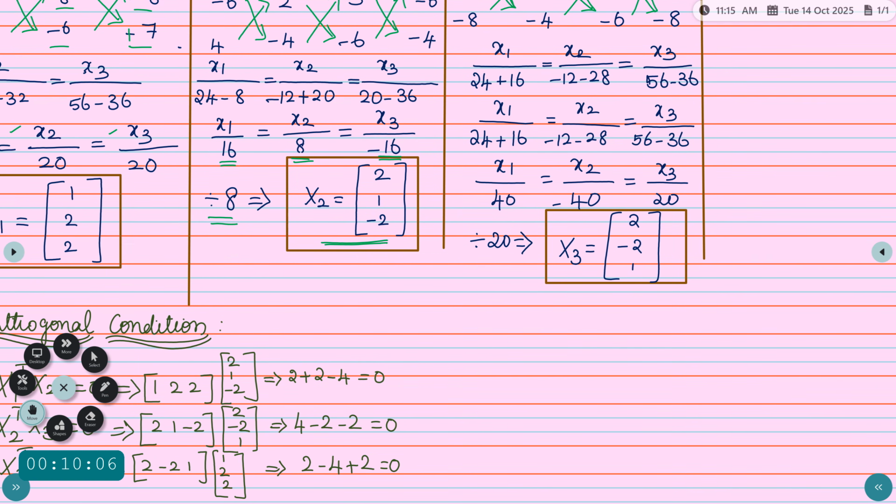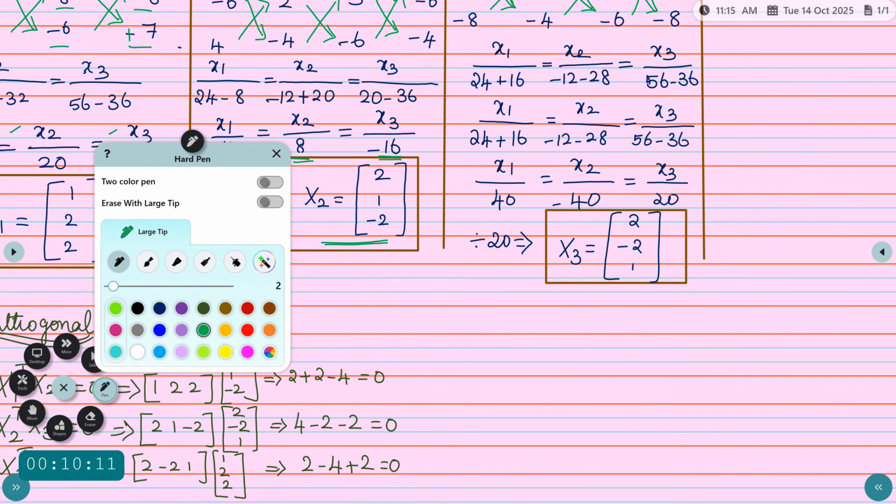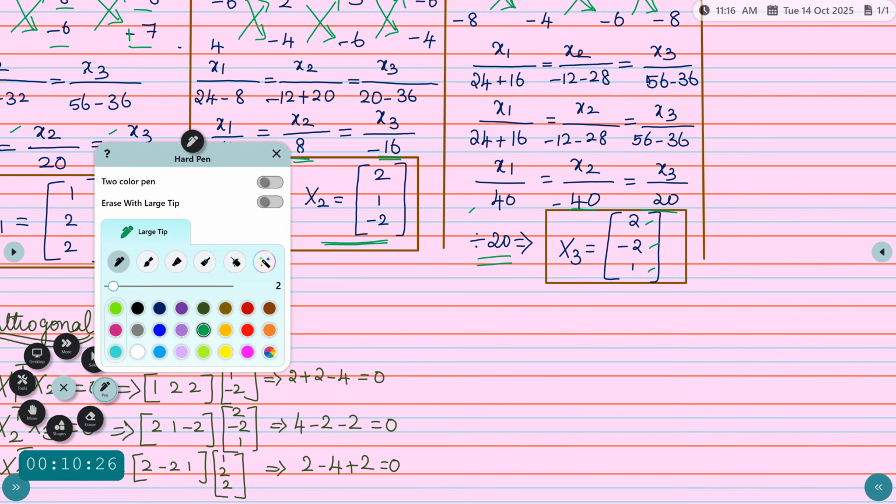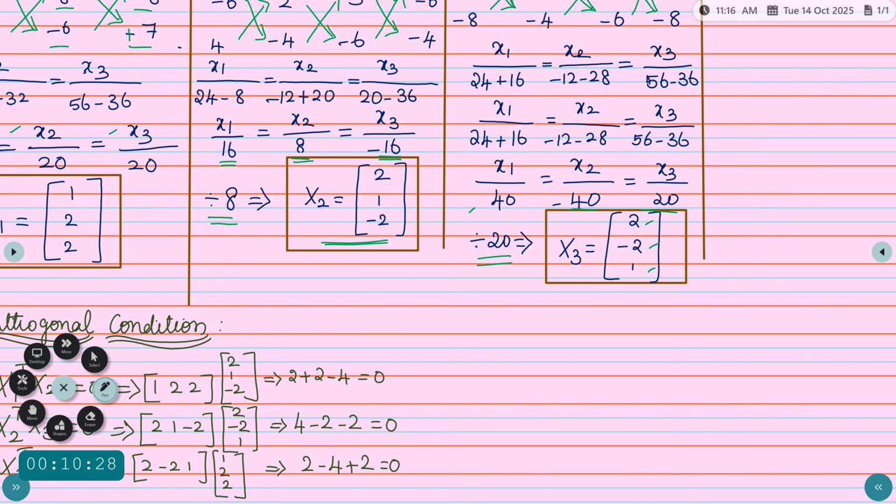You are getting the final answer: x1 is 40, minus 40 and 20. You can divide by 20. You are getting the simplified eigenvector is 2, minus 2, 1. So now we have found the eigenvectors, that is capital X1, capital X2 and capital X3.